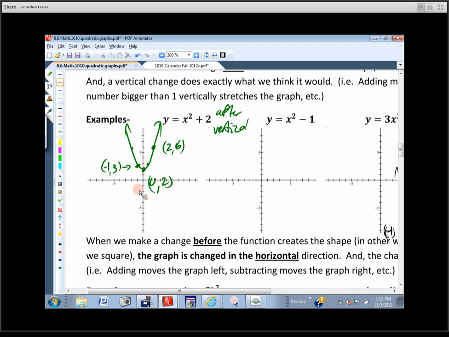Don't need an XY table for this, but watch. If I plug in a -1, I better get out a 3. Plug a -1 in here, square it, that's 1. Add 2, I get 3. So does it work? Okay.